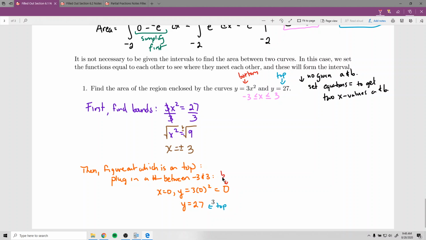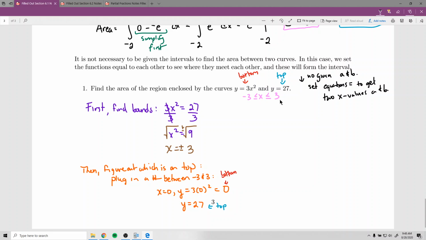Once again, don't just assume based on the problems that I have here that your top and bottom are going to always be the top is the number, the bottom is the thing with the x, because it can definitely be changed. So check that.